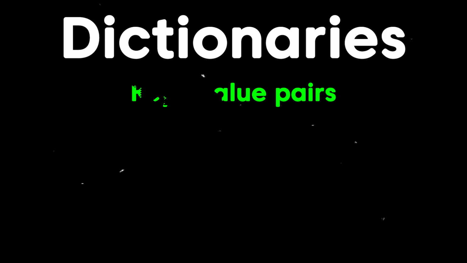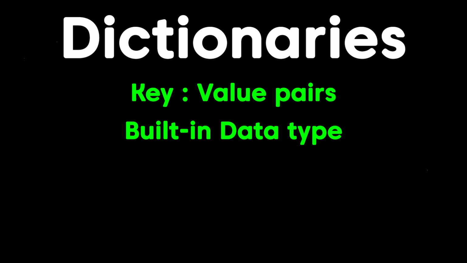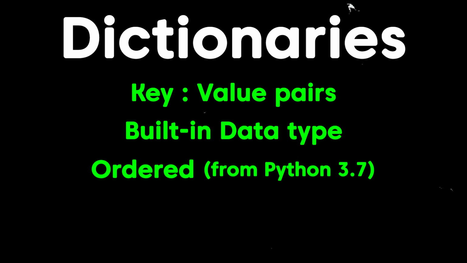Now let's have a look at dictionaries. This is the last function for storing sets of data. Dictionaries are used to store data values in key to value pairs. A dictionary is a collection which is ordered from Python 3.7. If you're using a version from 3.6 or earlier, then dictionaries are unordered. But they are still changeable, and they still don't allow any duplicates.